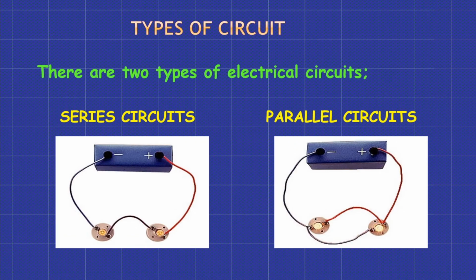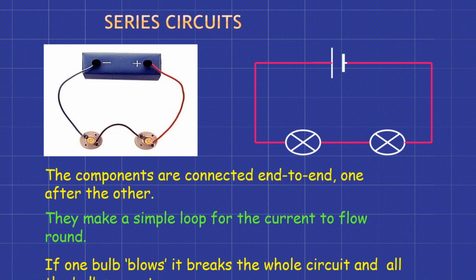Now students, there are two types of circuit. Number one is series circuit and number two is parallel circuit. First, we have to see what a series circuit is. You can see the diagrams in front of you, the symbolic diagram and a simple diagram of a series circuit. So the components are connected end to end, one after the other. They make a simple loop for the current to flow round. And if one bulb blows, it breaks the whole circuit and all the bulbs go out.